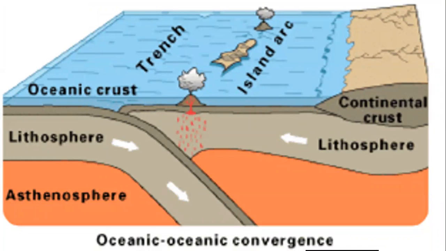So when two plates converge, what happens depends on the types of lithosphere that meet. We explored what happens when oceanic crust meets continental crust. Another type of convergent plate boundary is found where two oceanic plates meet. In this case, the older, denser slab of oceanic crust will plunge beneath the less dense one.